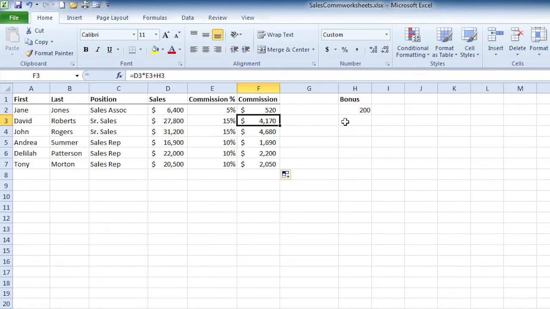No. Now, some people think the workaround would be to just put $200 in there, yeah, just all the way down. Well, let's say I have 100 employees. Do I want to sit there and go 200, 200, 200? Or even copying it all the way down? That's a pain. I totally agree.